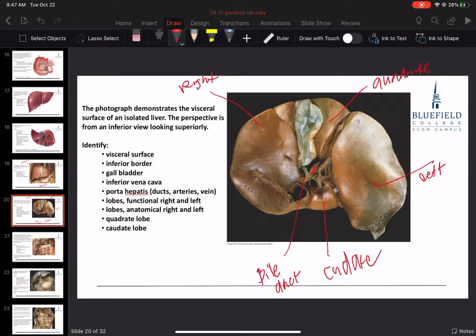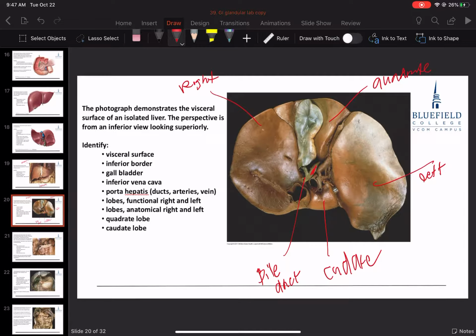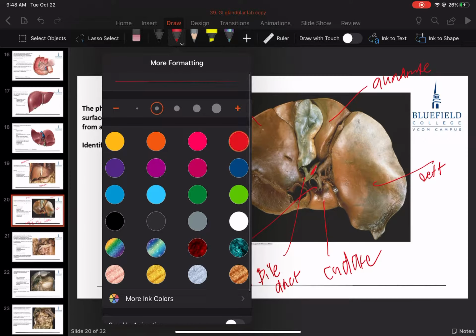So what would this be? Portal vein. Hepatic portal vein, yeah. I mean, aorta, you think it's a large tube, but the aorta would actually be posterior to this. It's not represented here. This is the hepatic portal vein. So, go over the gallbladder again.